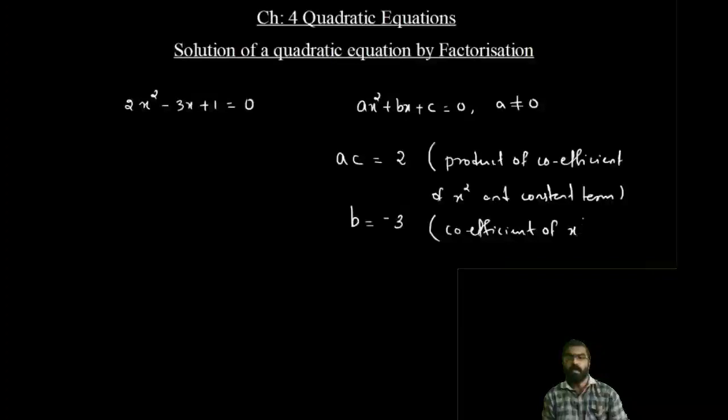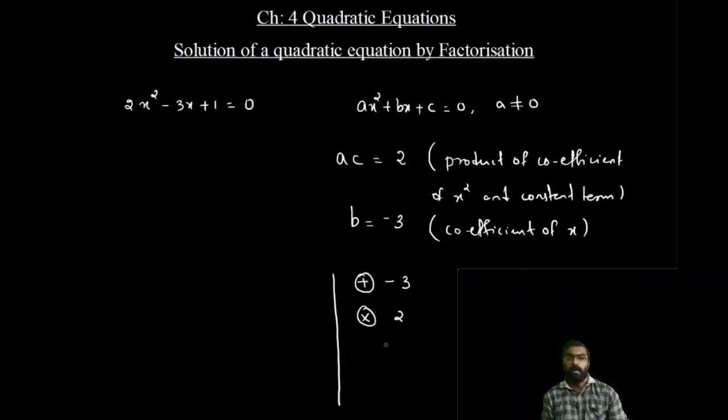Or simply we can write, we have to find a pair of numbers satisfying the condition that the sum of the two numbers will be equal to minus 3 and the product will be equal to 2. So, we are going to find a pair of numbers satisfying these two conditions simultaneously. That means the sum is the coefficient of x and product will be the product of the coefficient of x square and the constant term, or we can say AC.